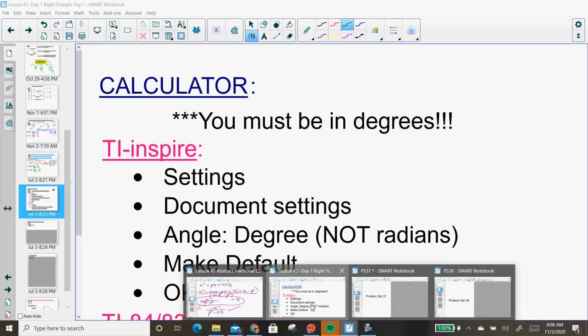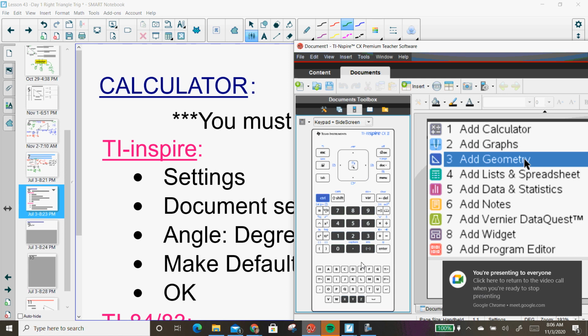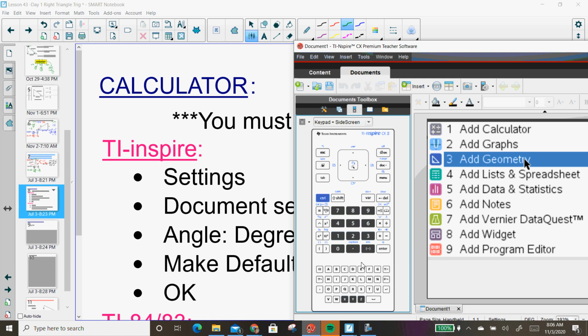Let's see if it will work now. Okay, so now you can see my calculator there.